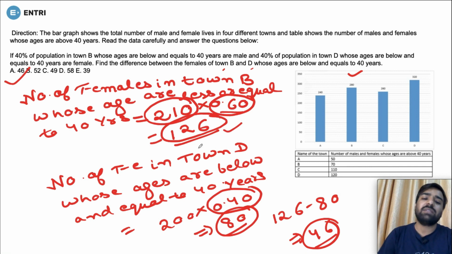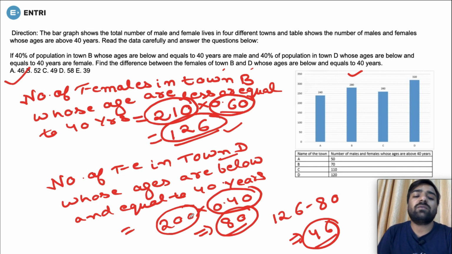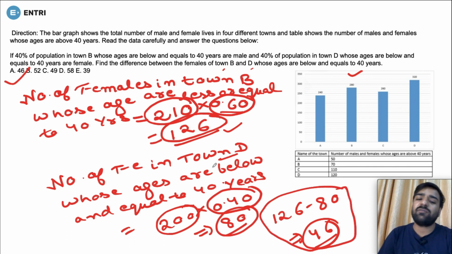126. In the similar way, if we talk about town D, then in town D, all those people whose age was less than or equal to 40 years were 200, and out of those 200, 40% were females. So 40% of 200 is what? 80, and they are saying now you have to tell just the difference. So what is the difference? The difference is 126 minus 80. So your answer is 46. It is as simple as that. Fine. Let's move on to the next question.